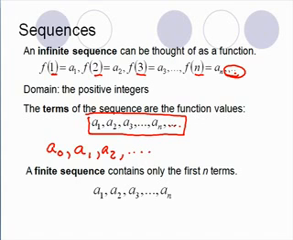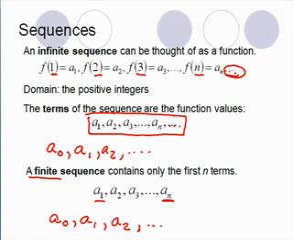In some cases, our sequence is going to stop. It's not going to go to infinity, and that's called a finite sequence. It is the first n terms of the sequence. So you can see here we've got a1 through an, and that is our finite sequence. Just like the infinite sequence, you might see this one sometimes written as a0, a1, a2, all the way up to a sub n.